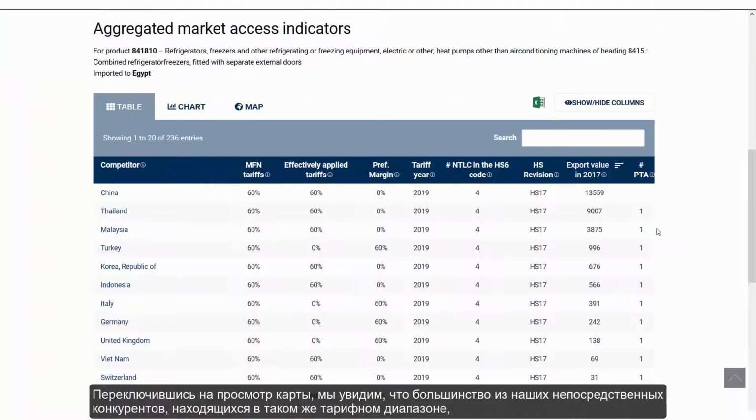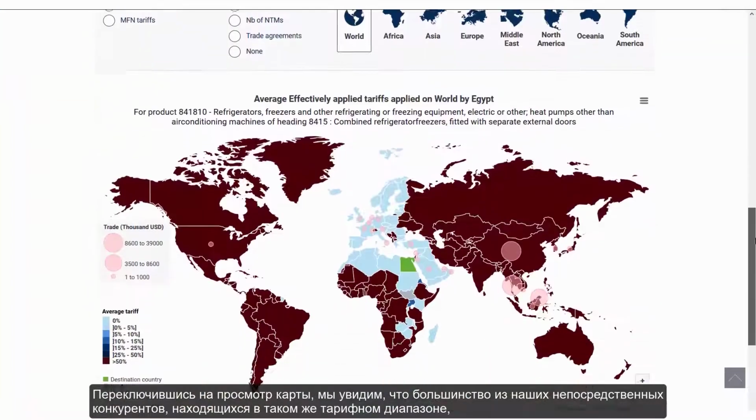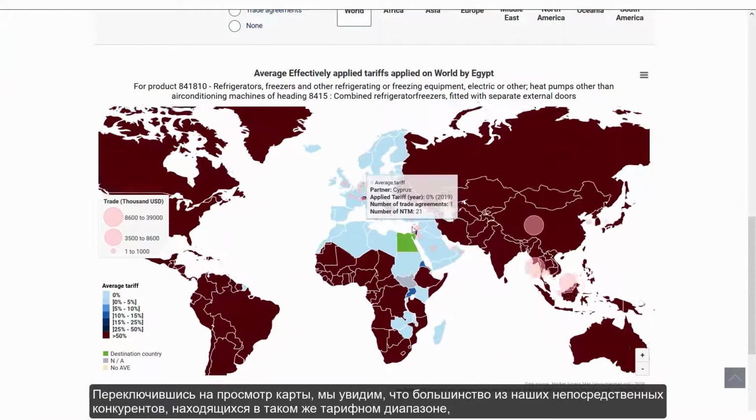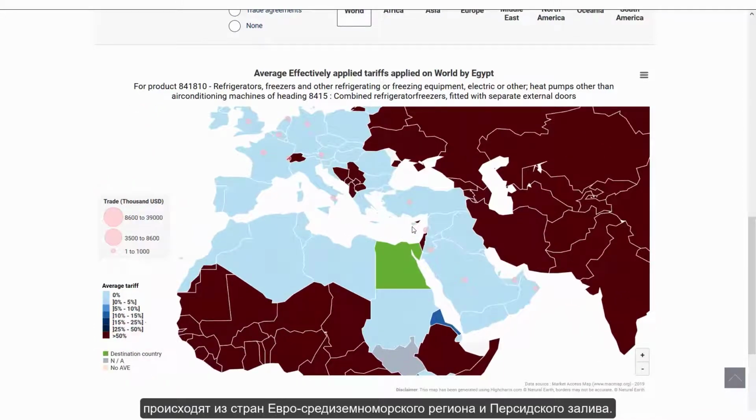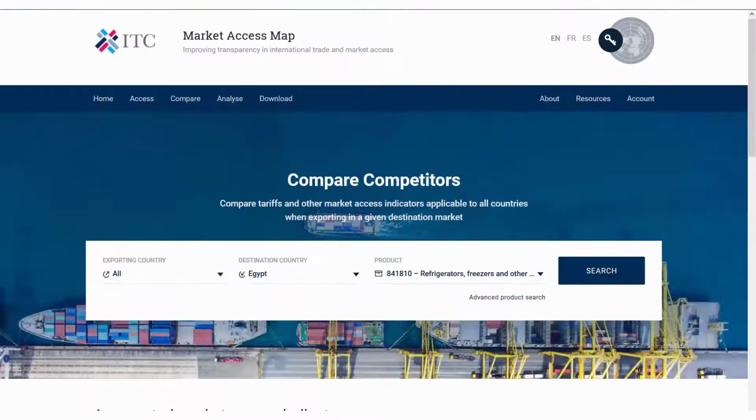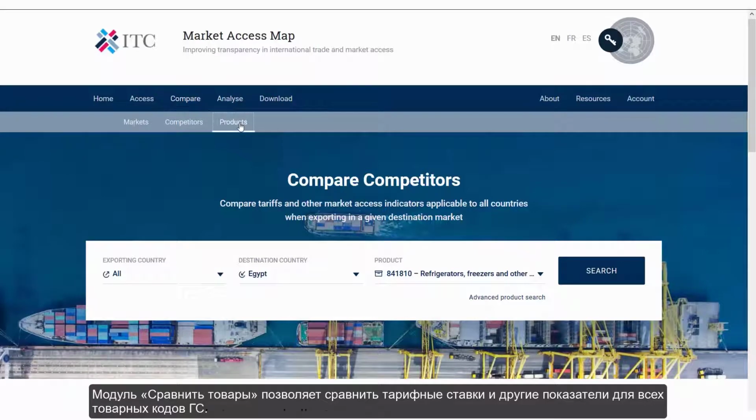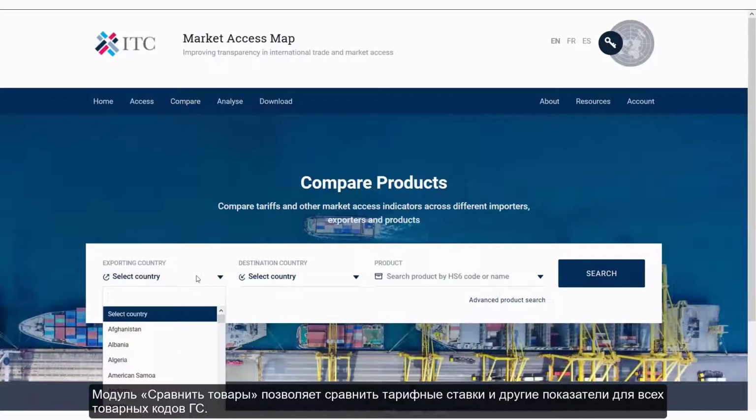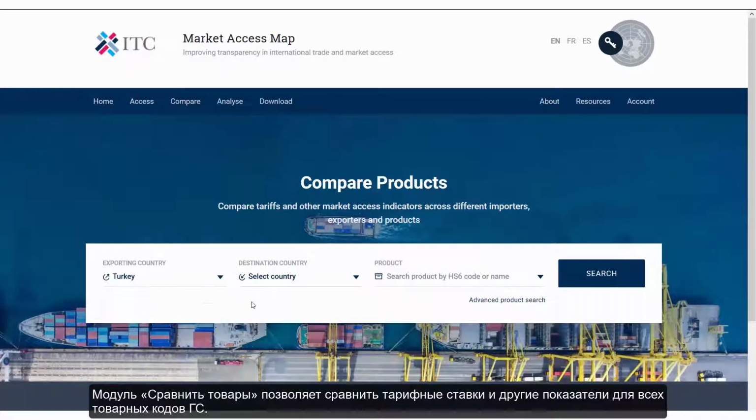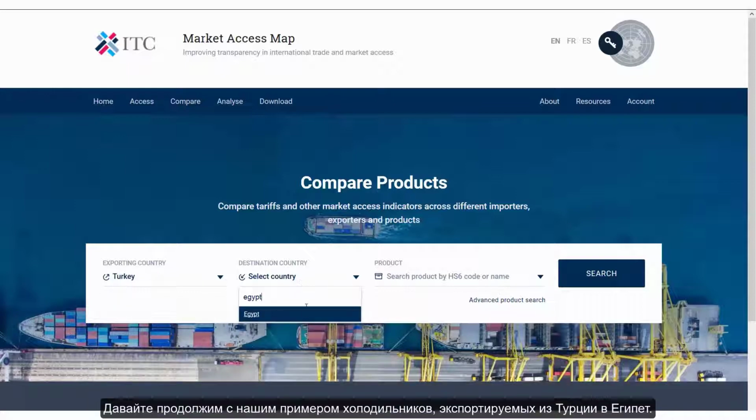If we switch to the map view, we will immediately see that most of our immediate competitors in the same tariff range are from the Euro-Mediterranean region and the Gulf. The Compare Products module allows us to strategically compare tariff rates and other indicators across HS product codes. Let's continue with our example of refrigerators exported from Turkey to Egypt.